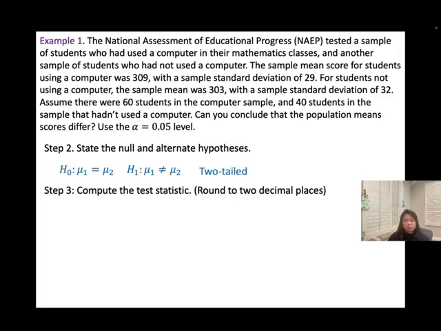Okay, compute the test statistic. I need you guys to show me all this work when you're taking the test. So I need to figure out what my sample mean 1, sample mean 2, n1, n2, and sample standard deviation 1 and 2 are here. Okay, I want you guys to try. Find out all these numbers.